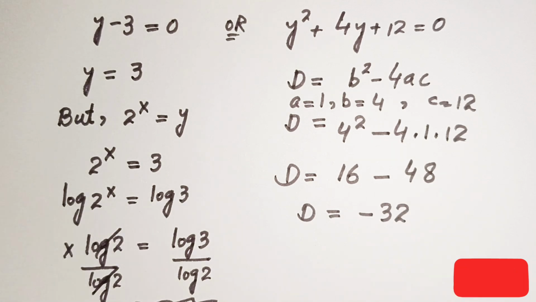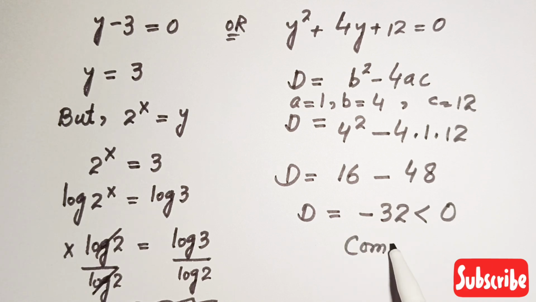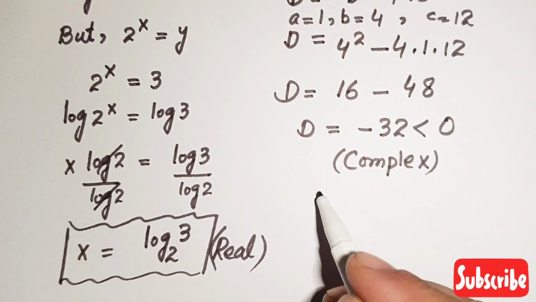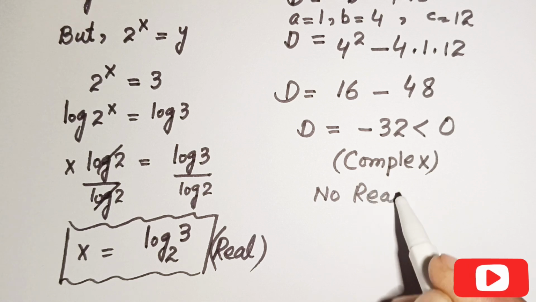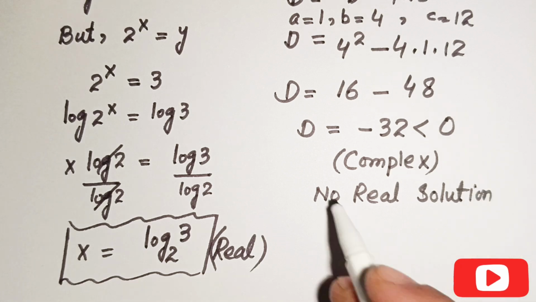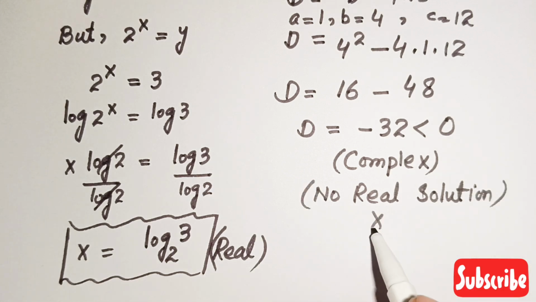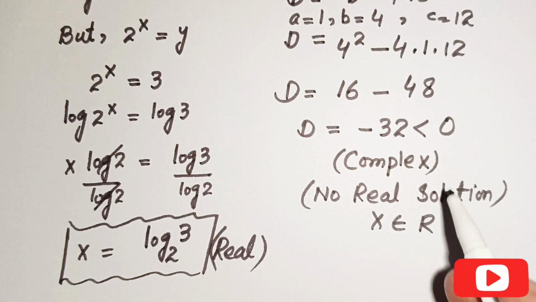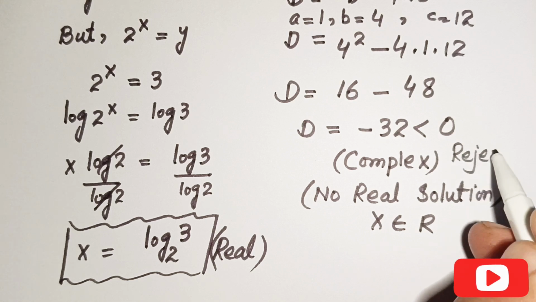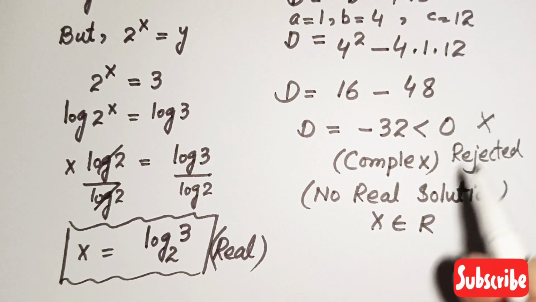But we see that minus 32 is less than 0. So here our solution will be complex. Here we get a complex solution, so no real solution here. But in the given problem, we see that the value of x should be real. So that's why, since it is complex, we are going to reject this case. So it is rejected.